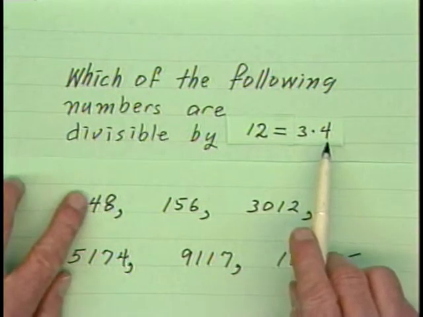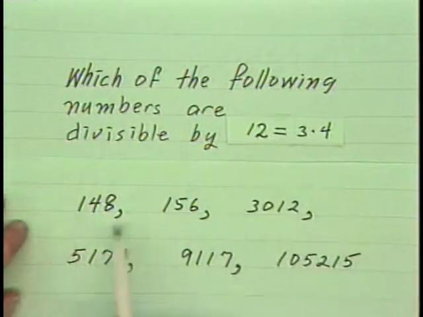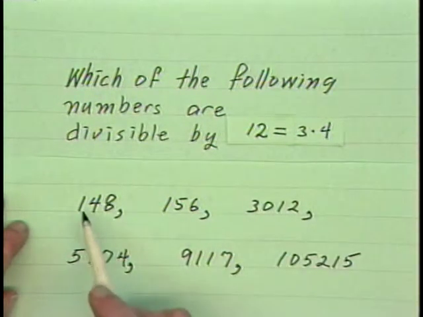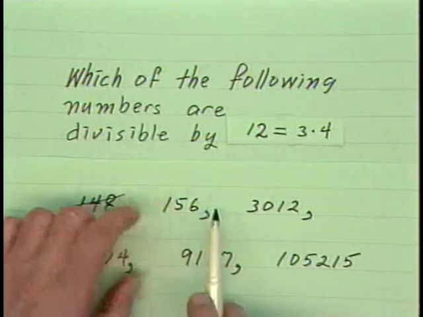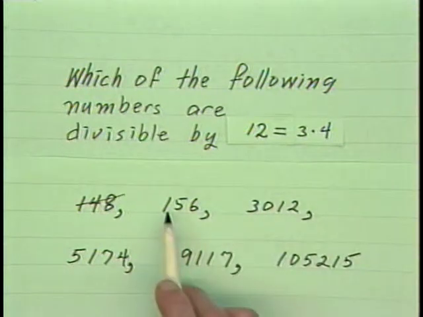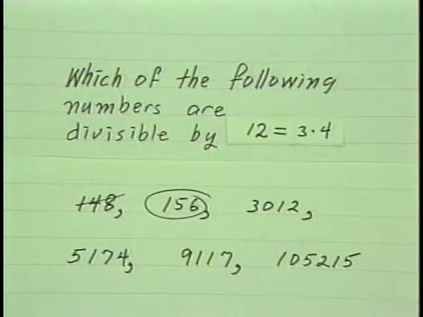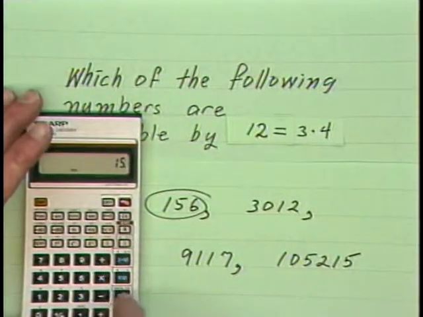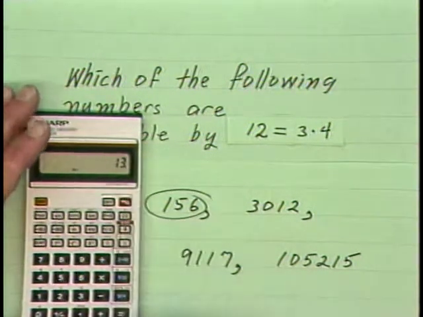So 4, yes, because 4 will divide into 48. 3: 1 and 4 is 5, 5 and 8 is 13. So 4 will go in, but 3 won't, so that's out. Okay, 4 will go into 56. 3 will go into it: 1 and 6 plus 6 is 12, so this is divisible by 12. Let's check it on our calculator just to get a comfortable feel for that. 156 divide by 12, and sure enough, 13 times.